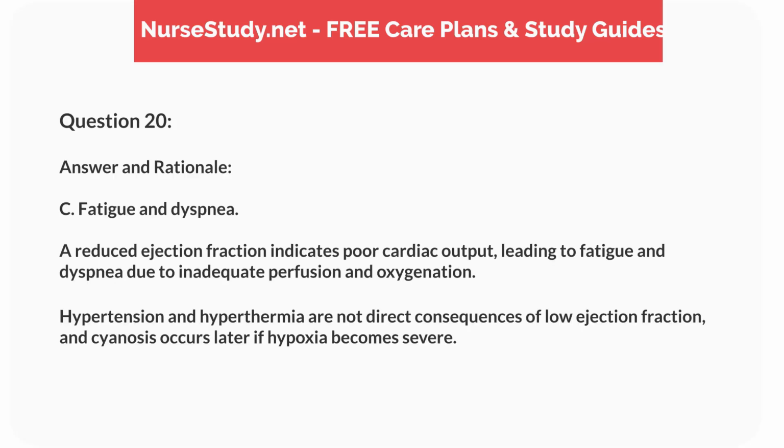Answer and rationale. C. Fatigue and dyspnea. A reduced ejection fraction indicates poor cardiac output, leading to fatigue and dyspnea due to inadequate perfusion and oxygenation. Hypertension and hyperthermia are not direct consequences of low ejection fraction, and cyanosis occurs later if hypoxia becomes severe.